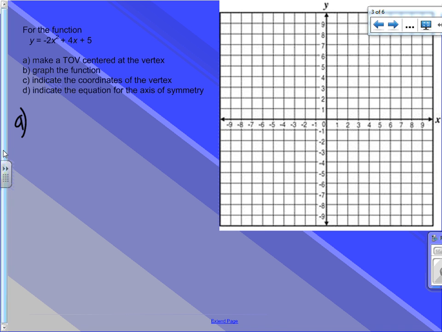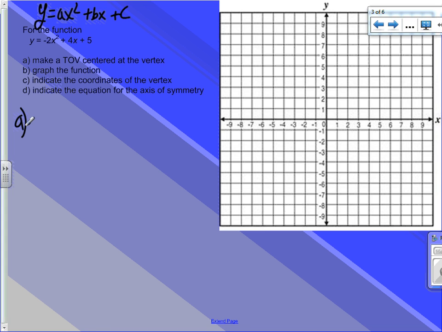Now, this one is not in vertex form, is it? It's in the other form, standard form. Standard form looks like this. You have the exponents going from the largest, which is 2, then to the next largest, 1, and then to the next largest, no x's, x to the 0.